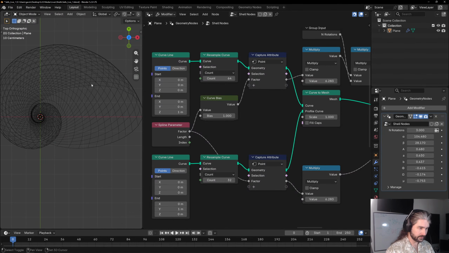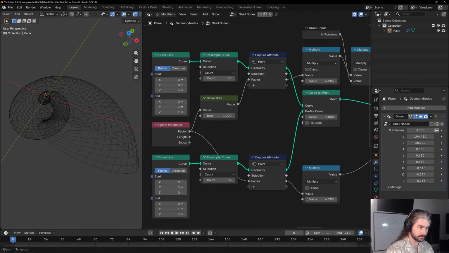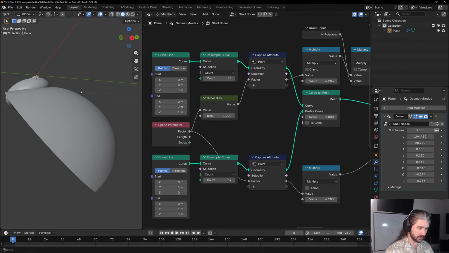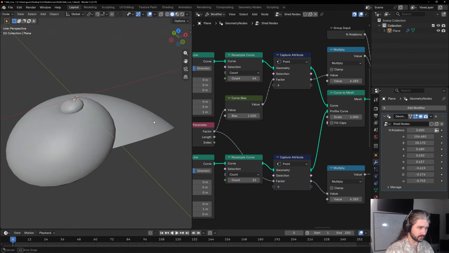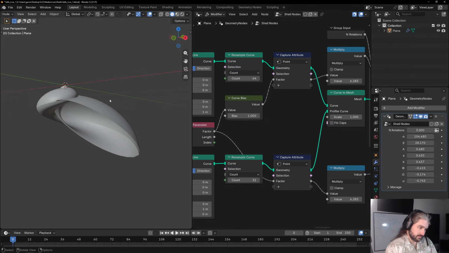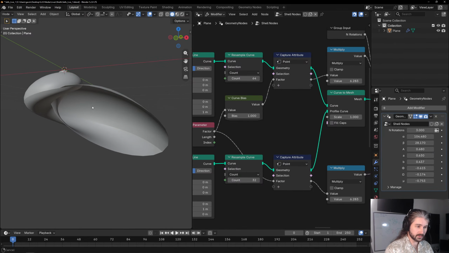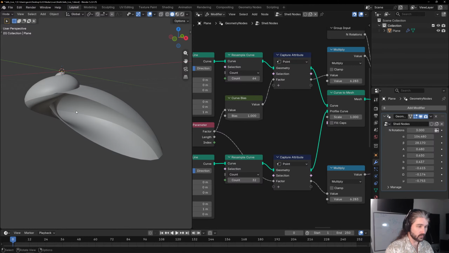64. Half as much as what we had before. Let's just go into shaded mode. That looks pretty good. It just depends on what you're going for. Also, something to keep in mind is that this is just one surface.